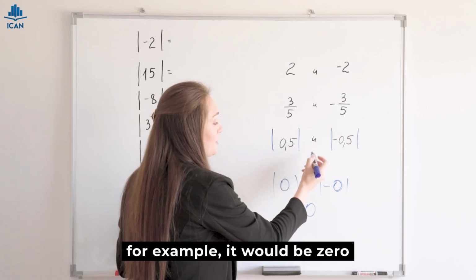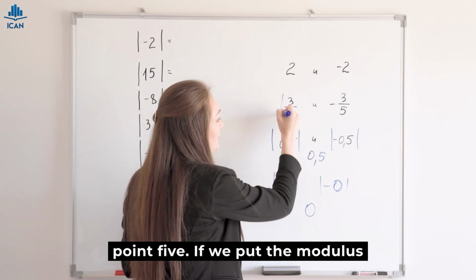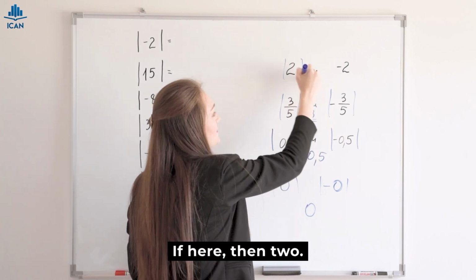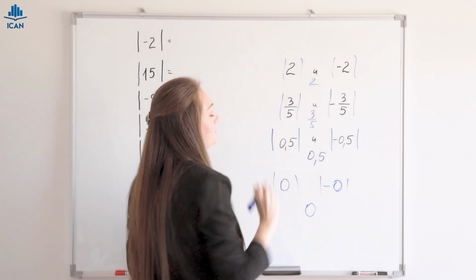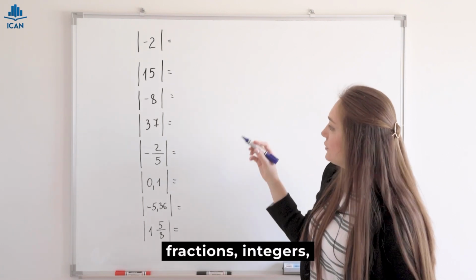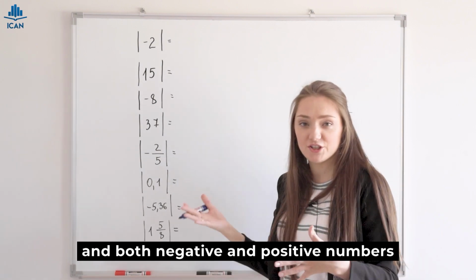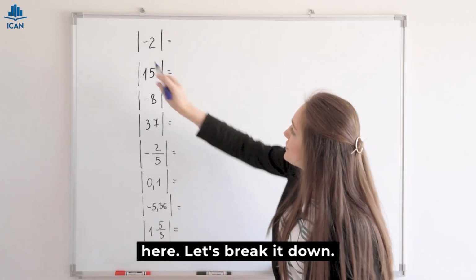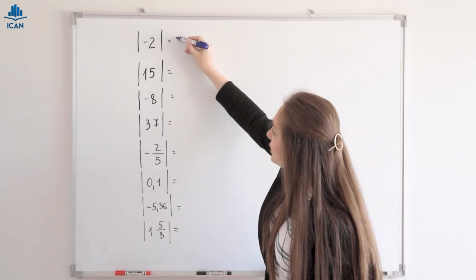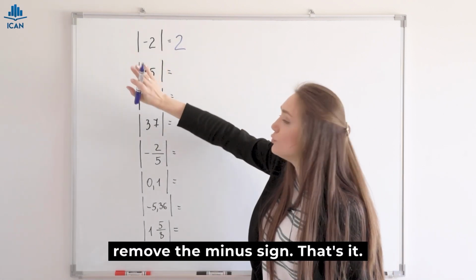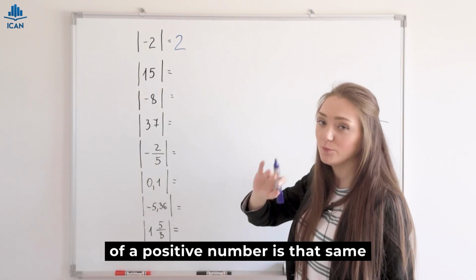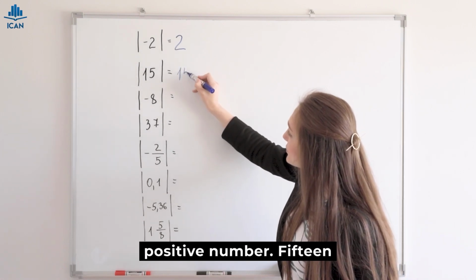In this case, for example, it would be 0.5. If we put the modulus here, it'll be 3/5. If here, then 2. Let's calculate these moduli. We have decimals, fractions, integers, and both negative and positive numbers here. Let's break it down. Say, here's -2. What's its modulus? 2. Because we simply remove the minus sign. That's it. It's straightforward. The modulus of a positive number is that same positive number.